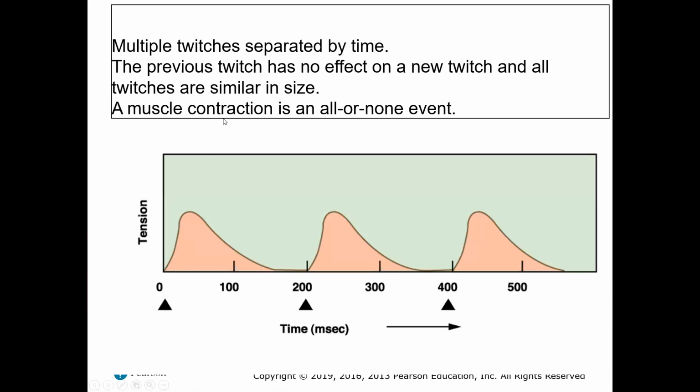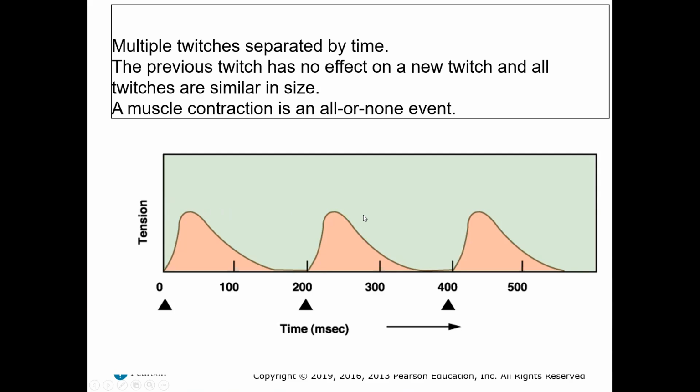It looks like this. Here's what a muscle cell looks like with a twitch. There's our stimulus right there, at time 0. We get our twitch, and we get the level of tension right here at the top of the peak. Then we let it relax and come all the way down here to 200 milliseconds, no tension whatsoever, and we stimulate it again, and our second twitch is just as strong as the first twitch.